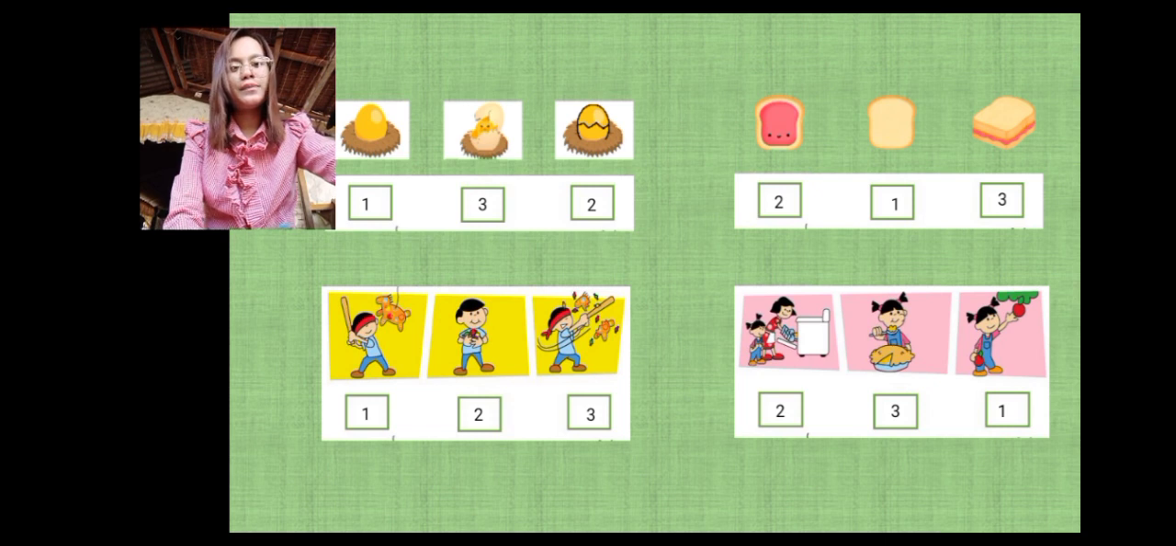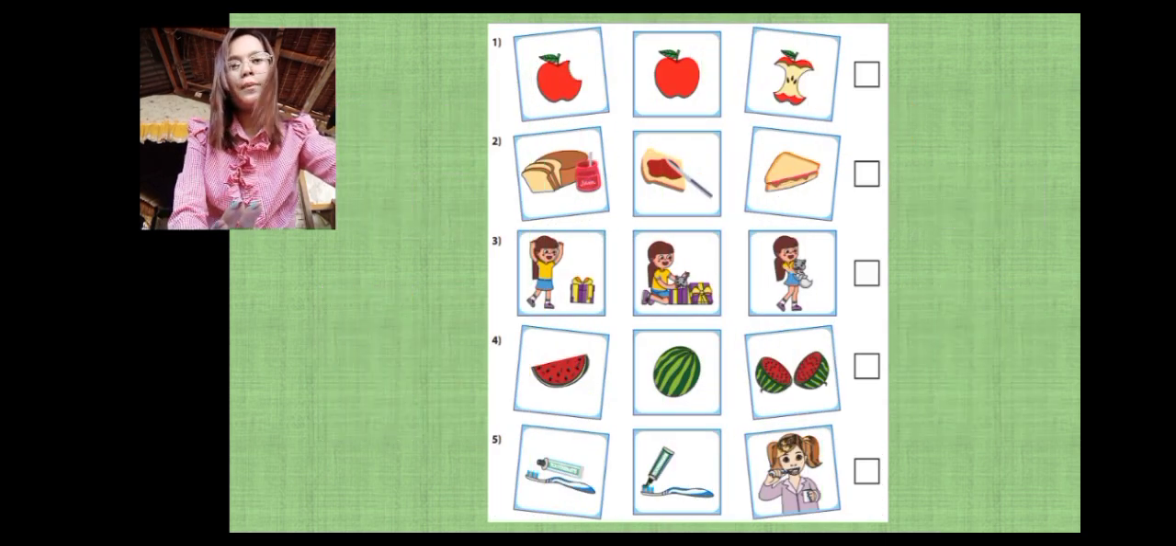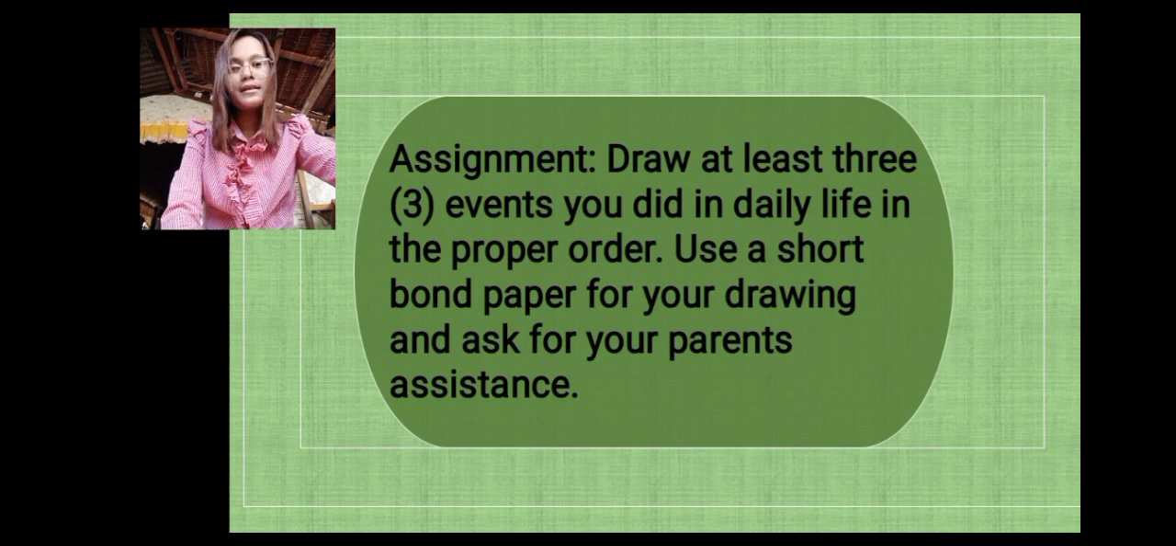Now, in your paper, you are going to put a tick if it is a sequence and an X if it is not. Okay, did you get it, class? Okay, very good. And for your assignment, you are going to draw at least three events you did in daily life in the proper order. Use a short bond paper for your drawing and ask for your parents' assistance.